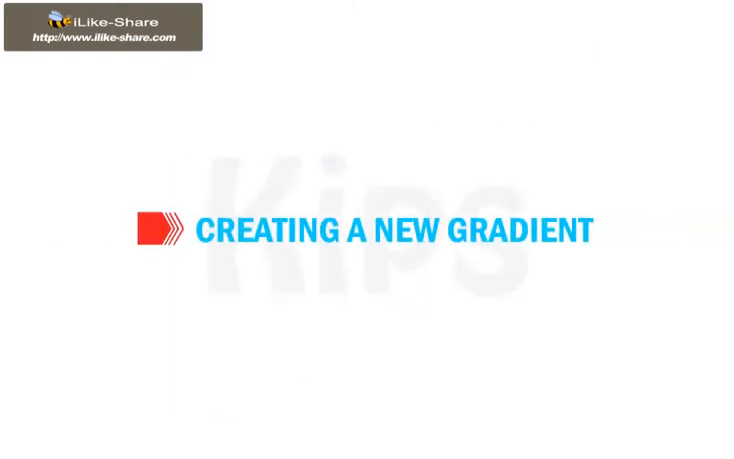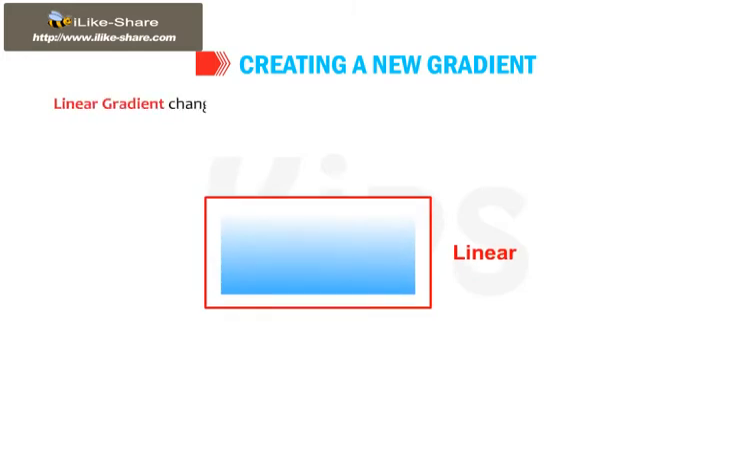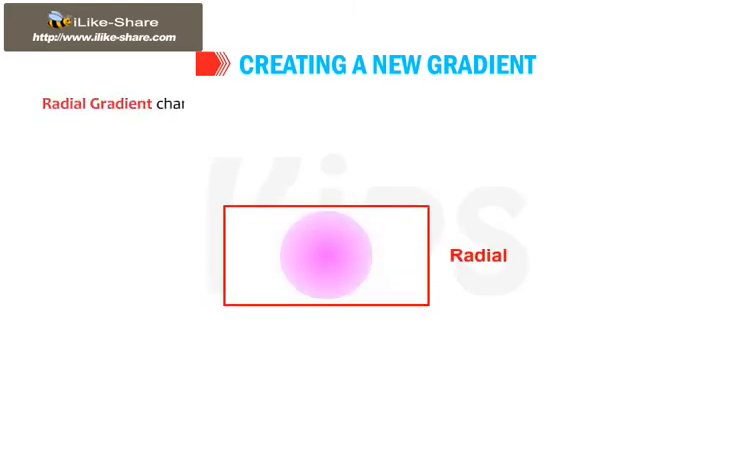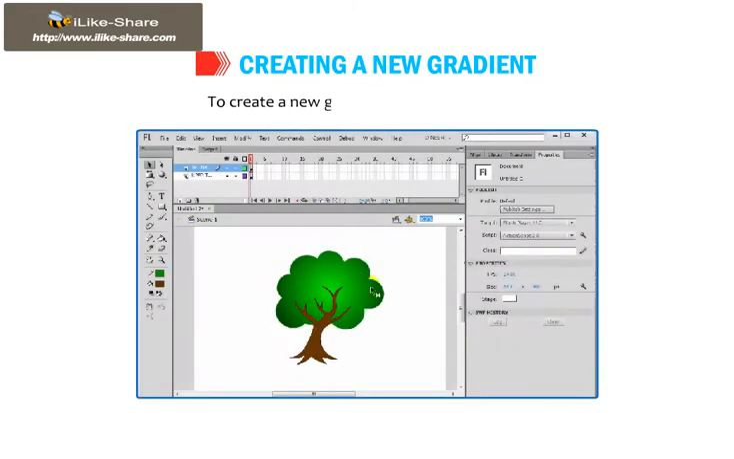Okay students, now let us find out how to create a new gradient. Flash can create two types of gradients. Linear gradient changes color from the starting point to the end point in a straight line. Radial gradient changes color in a circular outward direction starting from the focal point. To create a new gradient, follow these steps.